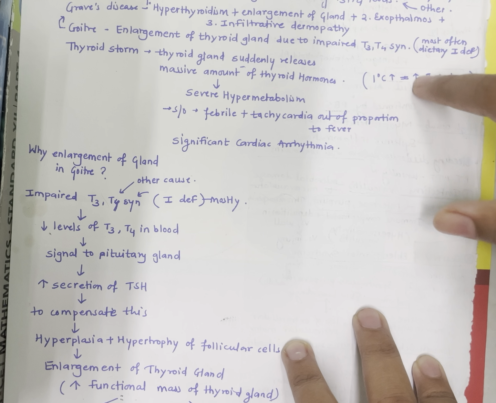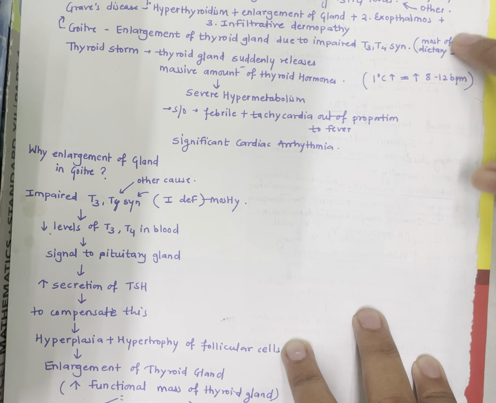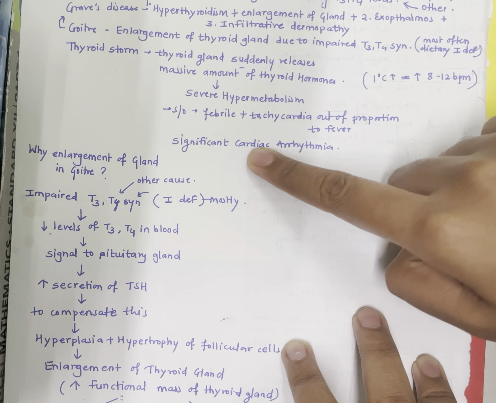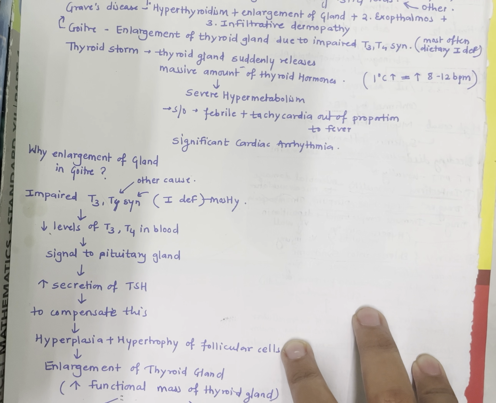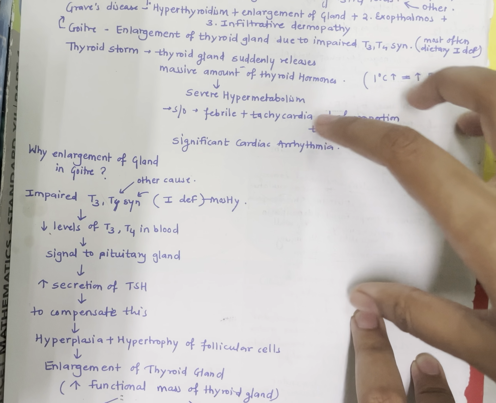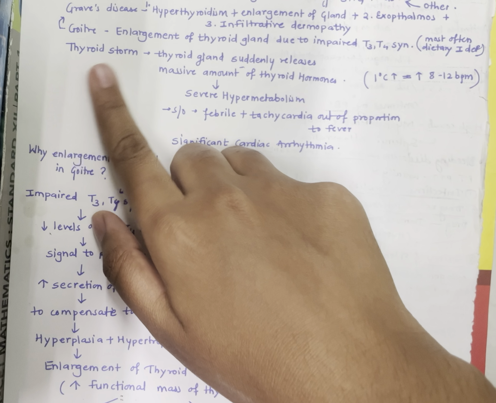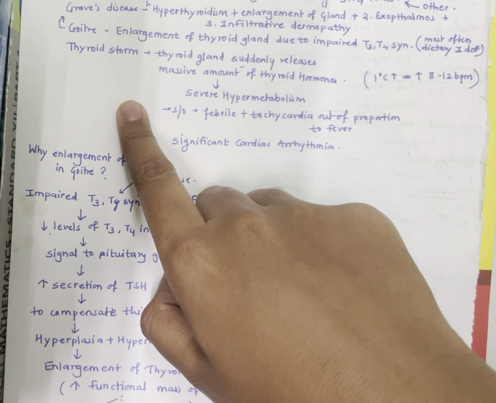But when the heart rate increases more than this range, that is called tachycardia out of proportion to fever. So there will be significant cardiac arrhythmia, and the cardiac arrhythmia can be so severe that patients literally die of cardiac arrhythmia. So thyroid storm is actually a medical emergency.